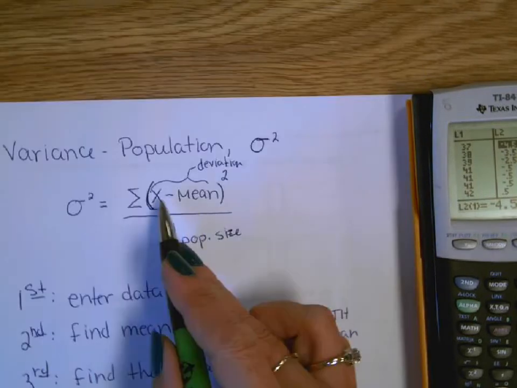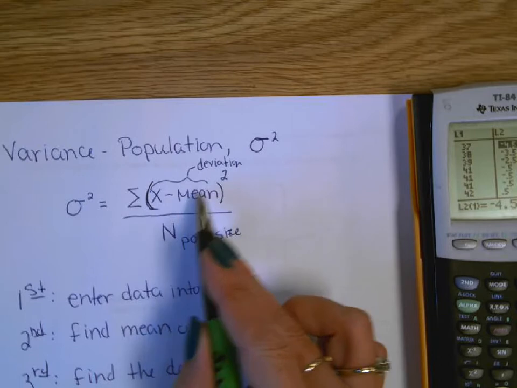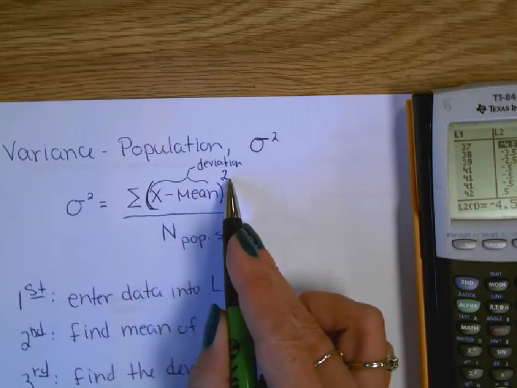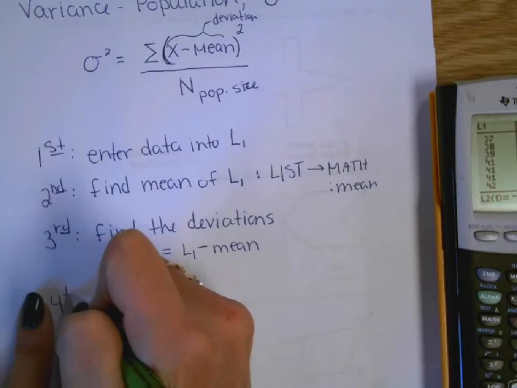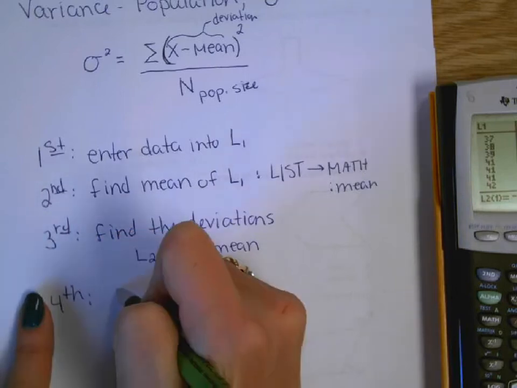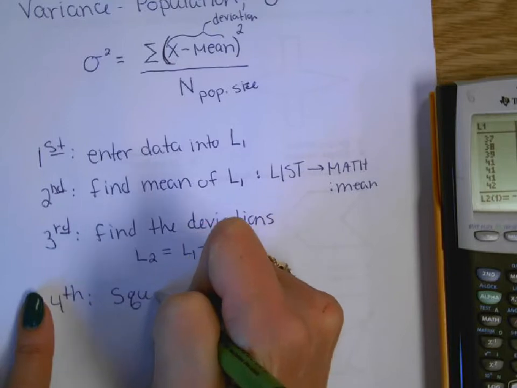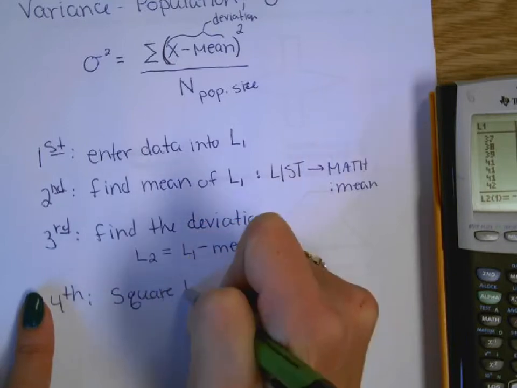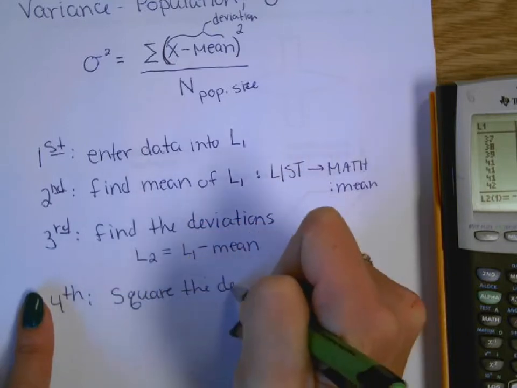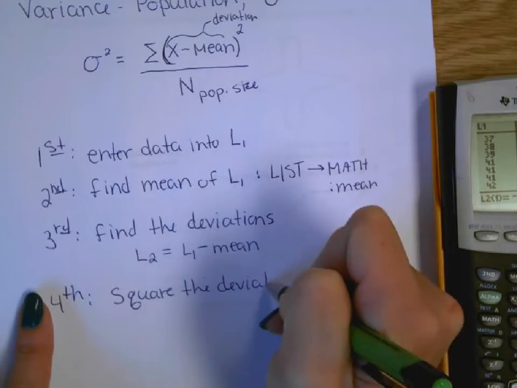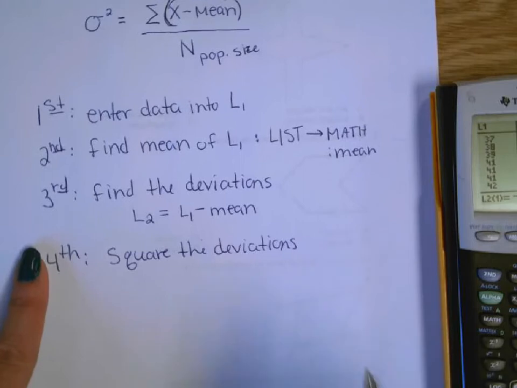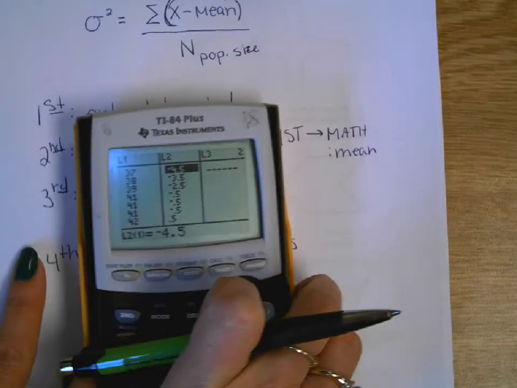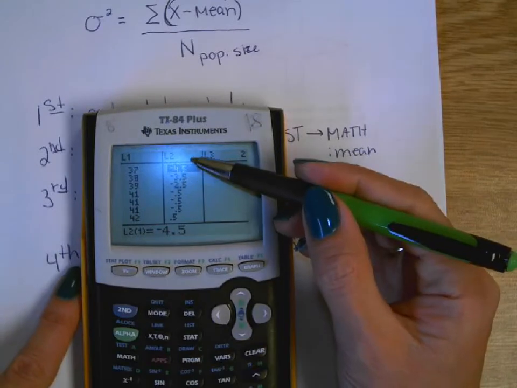Okay, now if you look at the formula, after you do the subtractions, you need to square every one of those numbers. So our fourth step is to square the deviations. I'll do it on the calculator, then I'll write back down what I did. Watch how easy. So remember, list 2 has my deviations.